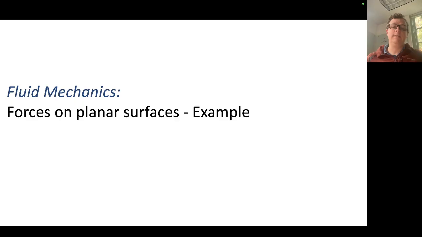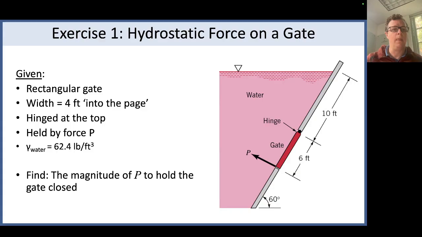I want to work through an example today about using forces on planar surfaces. The idea here is we're going to let those hydrostatic forces we've been talking about start to interact with the rest of the world. Goal here is to see my thought process, how we set up, think through, and solve a problem of this sort.